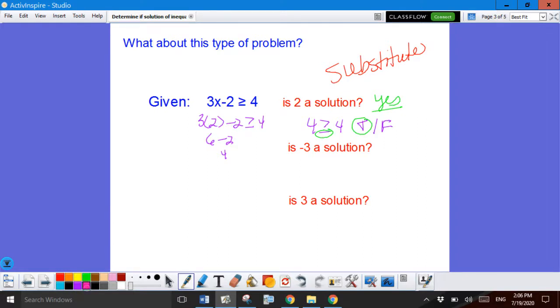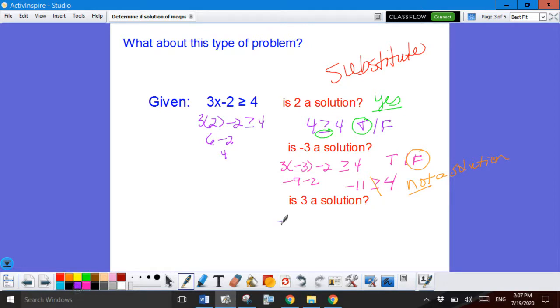What about -3? So 3 times -3 minus 2 less than or equal to 4. So -9 minus 2. So I have -11 is greater than or equal to +4. Is that true or false? -11 is not greater than or equal to 4. So that is false. So that is no. That is not a solution.